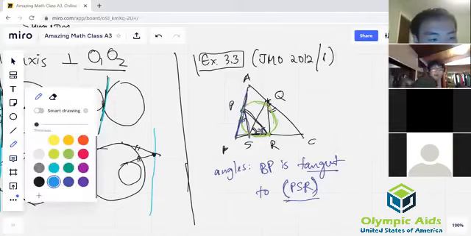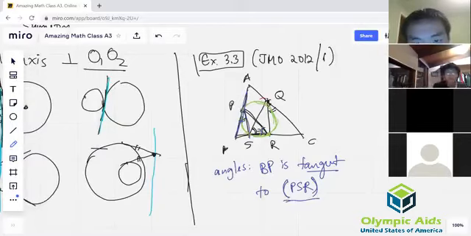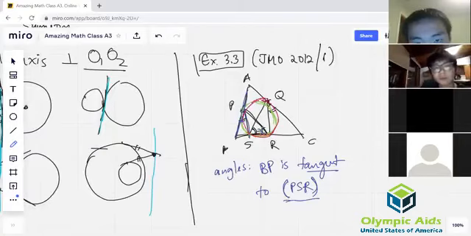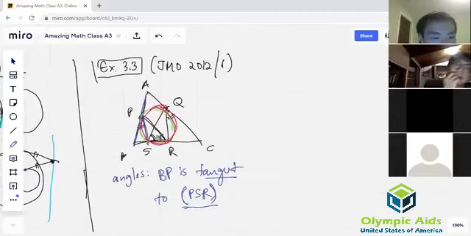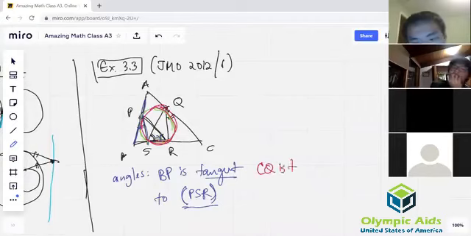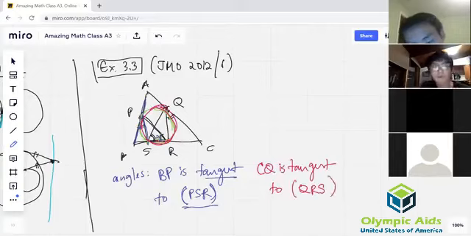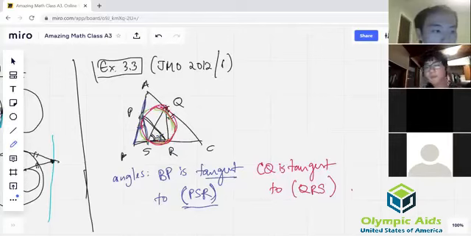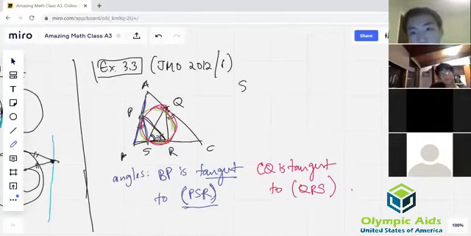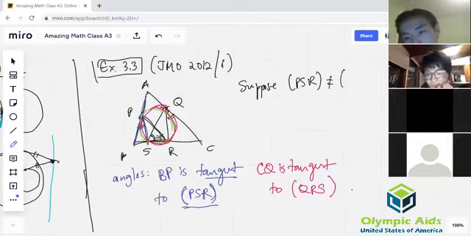And I'll consider this red circle right here. This is QRS. By the angles, we also know that CQ is tangent to this circle, QRS. So now what we can say is suppose these two circles are different. PSR is not the same circle as QRS.